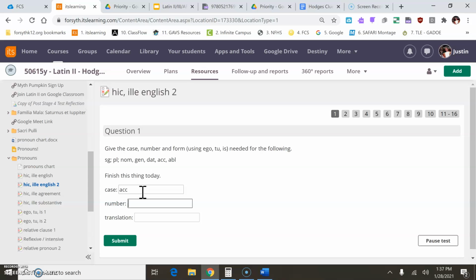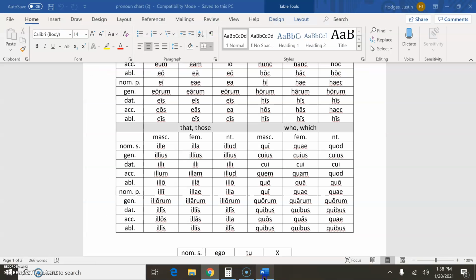Singular, plural? Singular. And we don't have here whether it's masculine, feminine, or neuter. We don't have to figure that out, but we will in order to successfully translate it. Is it masculine, feminine, or neuter? This thing. Neuter. Okay? So the accusative singular neuter of that is what? Neuter, singular, accusative. It's going to be illud.